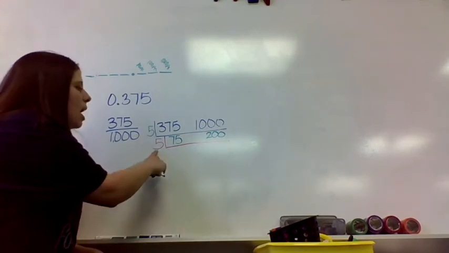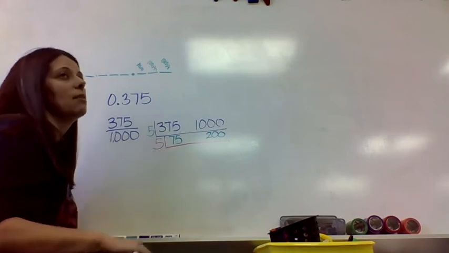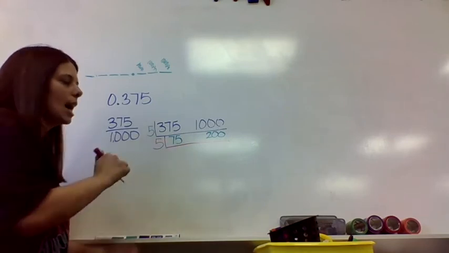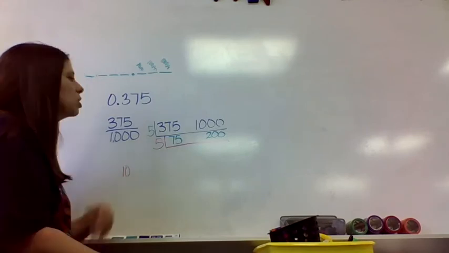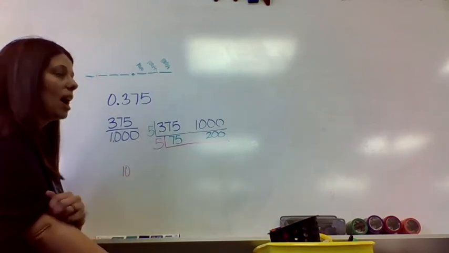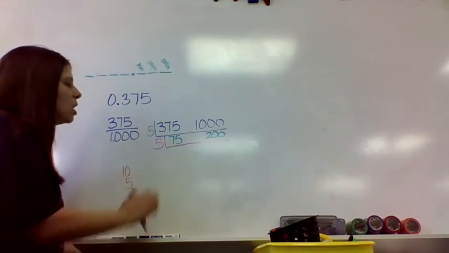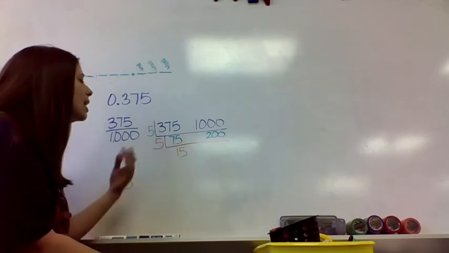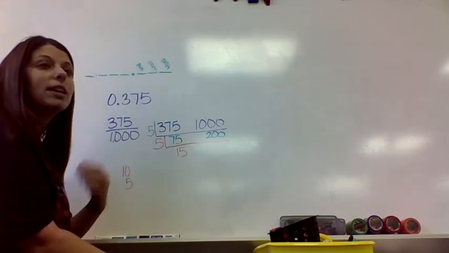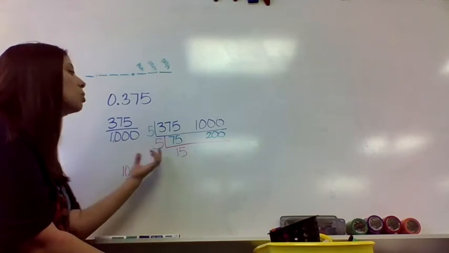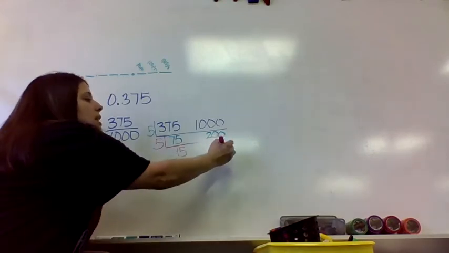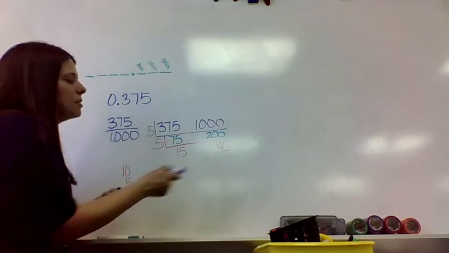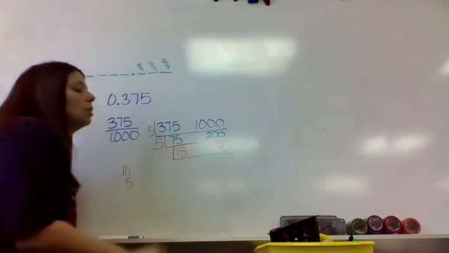So I'm going to think about how many times 5 will go into 75. I know that 5 will go into 50 10 times, and it will go into the remaining 25 5 more times. So 5 will go into 75 15 times. And I know that 5 will go into 100 20 times, so it will go into 200 40 times. All right, let's look at these numbers. Now I'm sitting with 15 and 40. Can I go any lower?